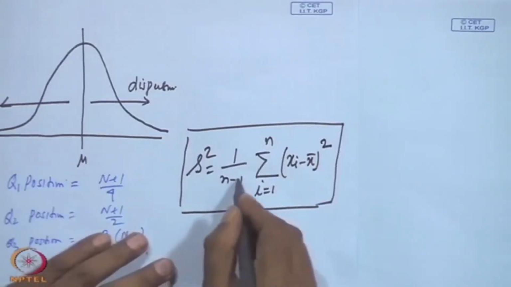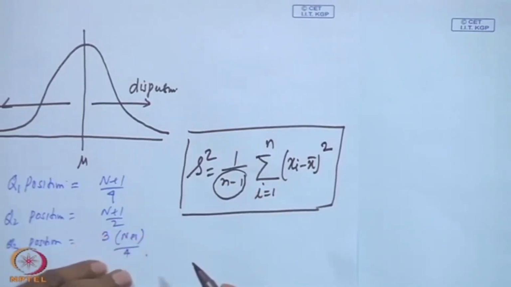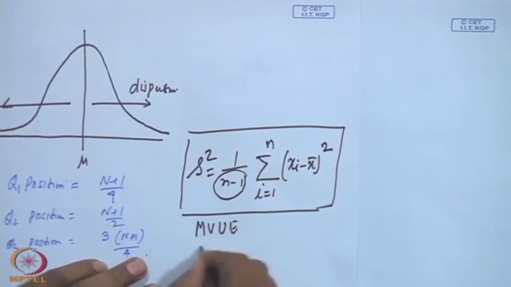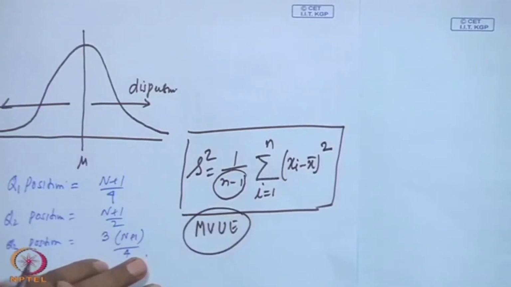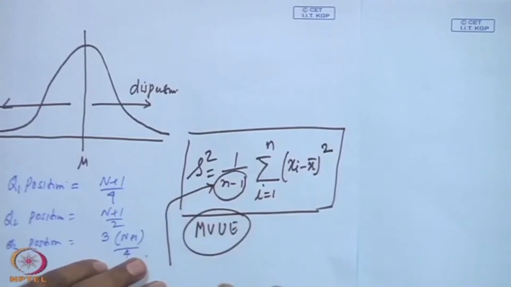Why this n minus 1? Actually, there are two definitions. This is MVUE, minimum variance unbiased estimator. According to this, it is n minus 1. But if we take maximum likelihood, then it will be n. Okay. Any other explanation?